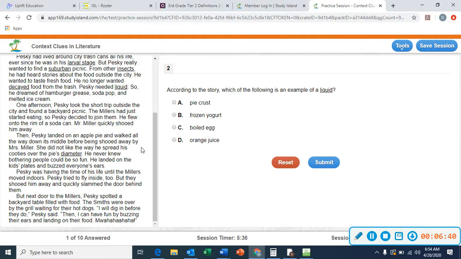So we need an example of a liquid. Remember, we got a few examples like hamburger grease, soda pop, and melted ice cream. If you think of the characteristics for those 3 examples, they're all runny. They're all free-flowing. Like pie crust? No. Like frozen yogurt? It's a little runny, but it says frozen, so it's going to be hard. Boiled egg? That's a solid. What about orange juice? Can we drink it? Yeah. Is it free-flowing? Yeah. Is it a liquid? Sure.